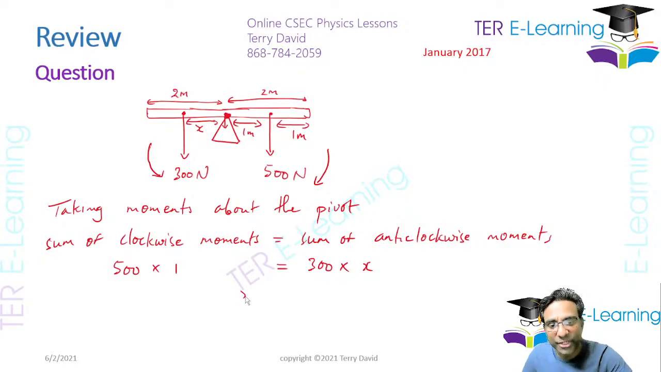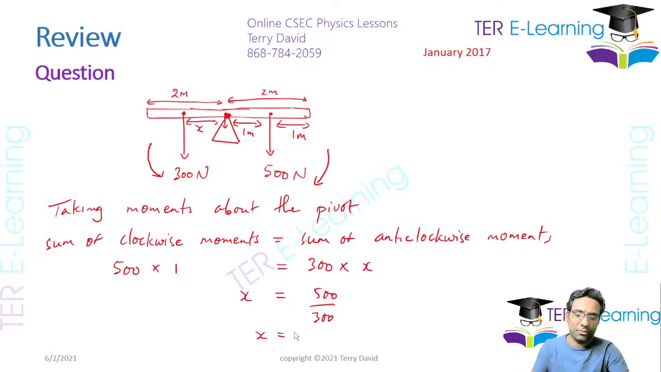So if we rearrange this, we can say that x is equal to 500 divided by 300, and therefore x is equal to, what is that, 1.67. So this here is 1.67 meters, right? That's my answer, 1.67 meters.